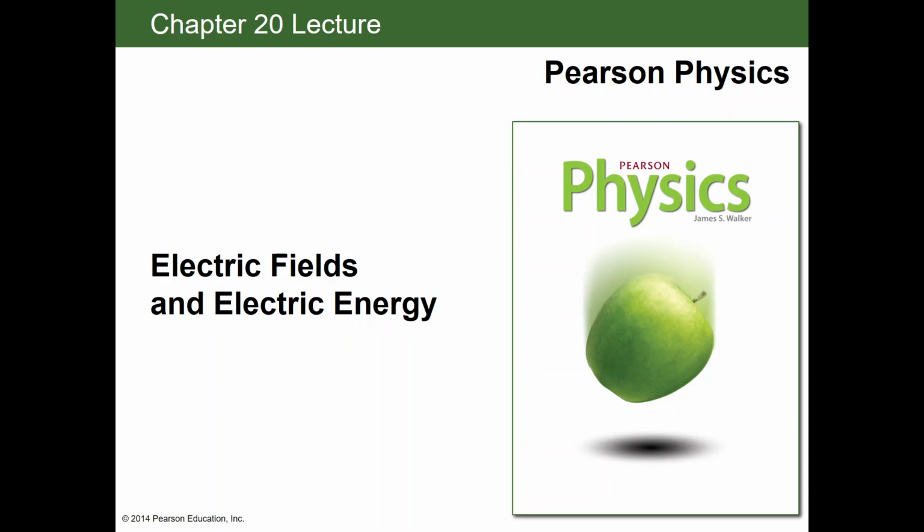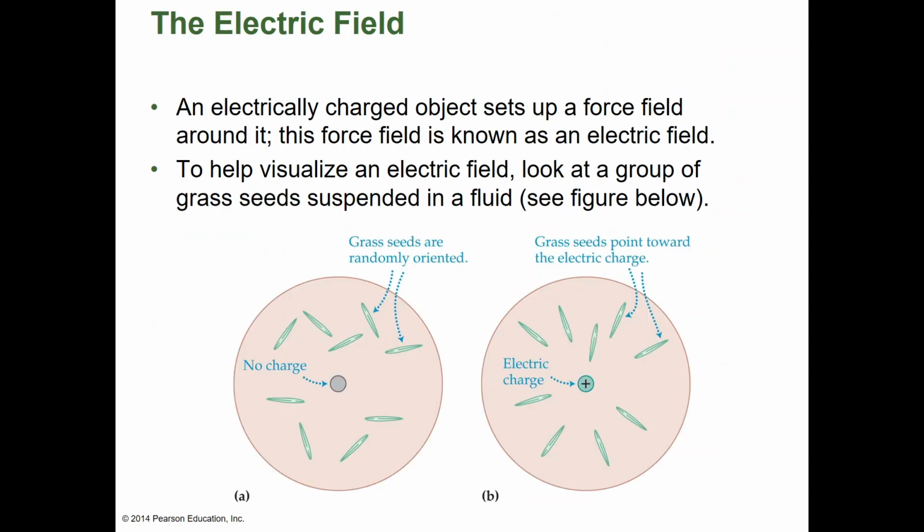Let's go through this PowerPoint. So, an electrically charged object sets up a force field. This force field is known as the electrical field. To help visualize an electrical field, look at a group of grass seeds suspended in a fluid. If you were to put some particles floating on water, you can start visualizing charges, as some of the charges will go off and you'll start seeing them orient and interact with each other.